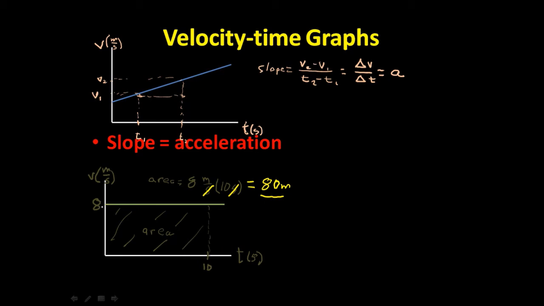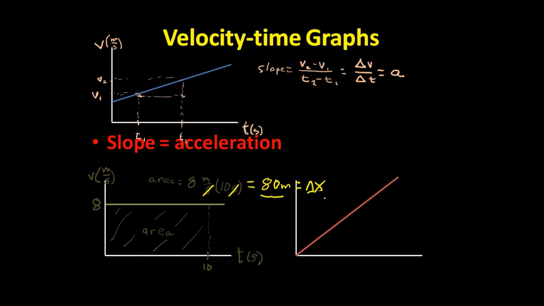isn't that how far the object would have traveled if it's going 8 meters per second for 10 seconds? Wouldn't it have traveled 80 meters? Yeah. So that, ladies and gentlemen, is the displacement. And so the area under the velocity time graph gives us the displacement.